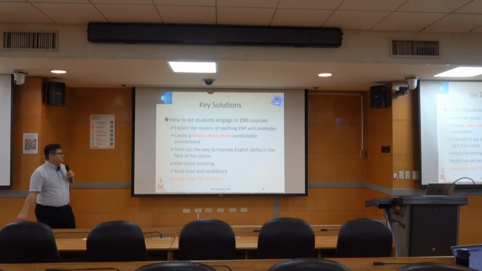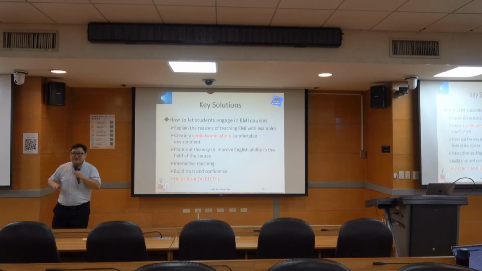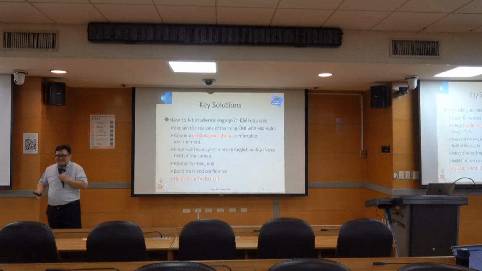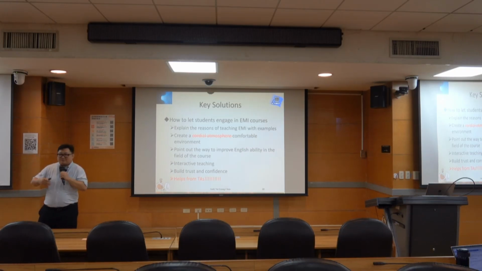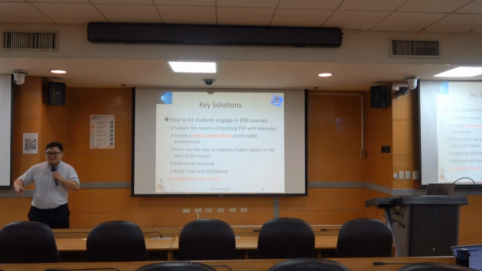Okay, so back to the key solutions. The third thing is you have to point out a way to improve English ability in the field of the course. A student may be willing to learn but have no idea how to learn, or how to improve English in some very specific domain. So this is very important. You have to point out a way. And of course, what I actually did is a very minor level of interactive teaching. It's not the case that I'm talking and students are just listening. You need to have a lot of interactions in between.